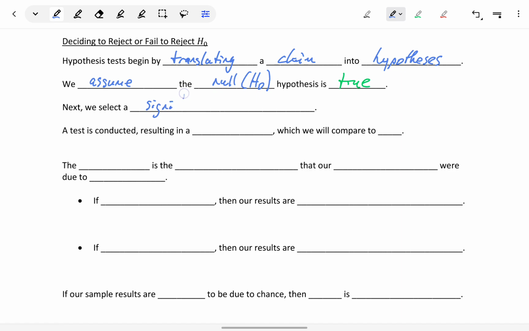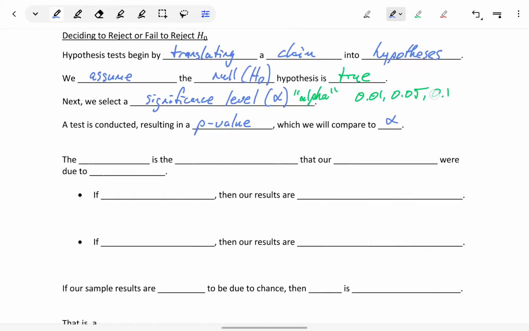Then we select a significance level, or one is given to us, but in the real world we would select a significance level, alpha. Again, keep in mind common values for the significance level would be 0.01, 0.05, or 0.1, depending on the severity of the situation. Then a test would be conducted, resulting in what's referred to as a p-value, which we will compare to our significance level of alpha.